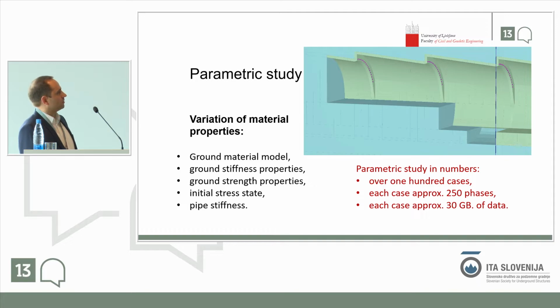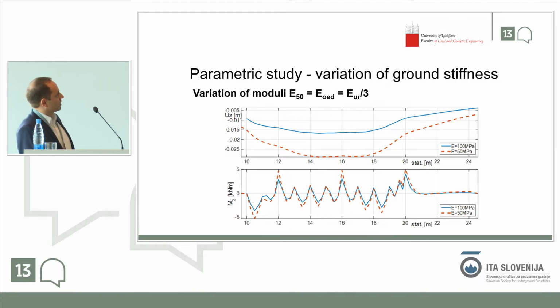We devised a routine which generates approximately 4,000 instructions for each case, and these instructions are then transferred into the command prompt of Plaxis, and then executed automatically. So the human error is more or less diminished. And on the other side, also with the output analysis, we did automatization to a large extent to simplify the process. Now to some results.